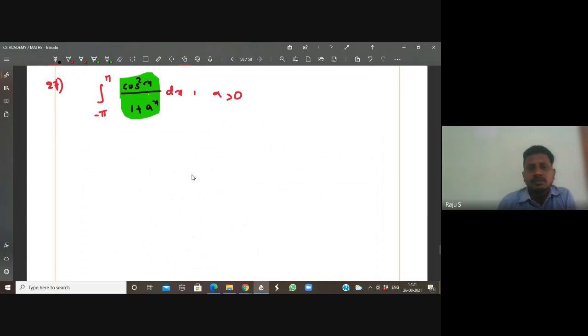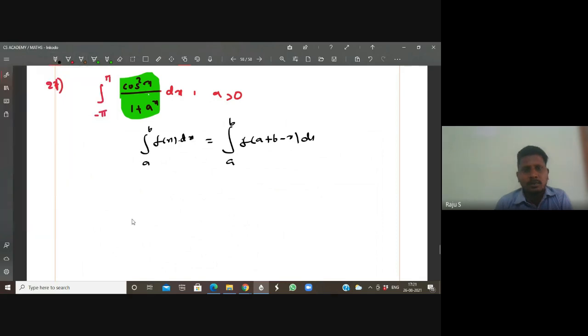So fine. Here I want to apply the property I told you, one of the important properties: the integral from a to b of f of x dx is equal to the integral from a to b of f of a plus b minus x dx. Got it? When I apply this property, taking the given question as I, from minus pi to pi, cos square. Adding the two limits, minus pi plus pi is 0, so 0 minus x is minus x, by 1 plus a power minus x into dx. Got it?